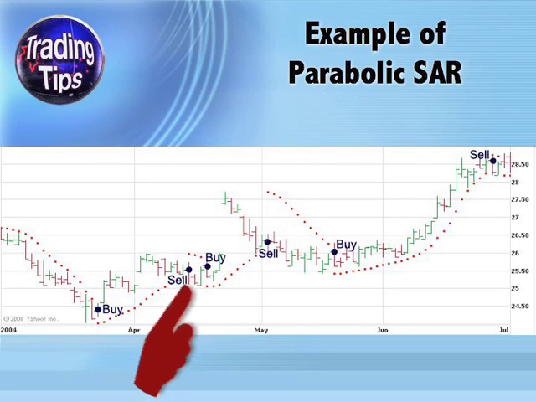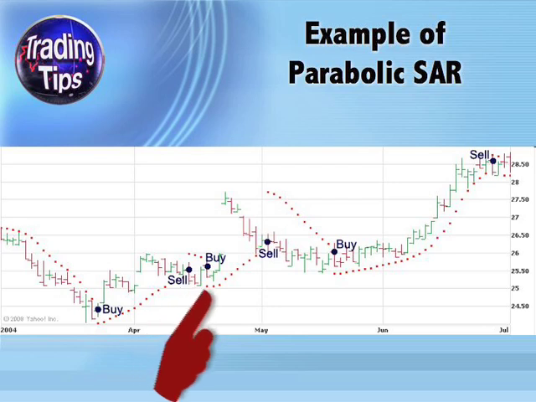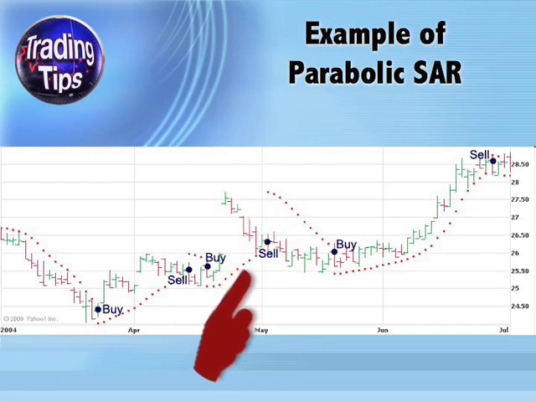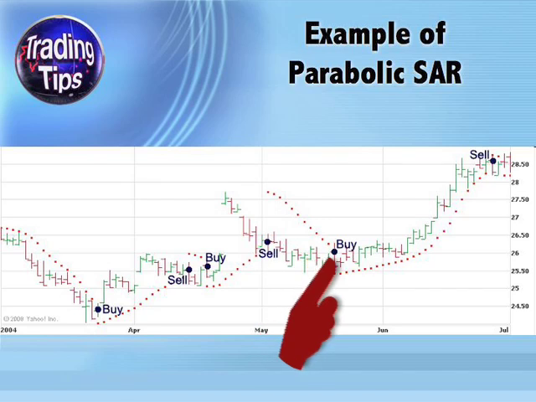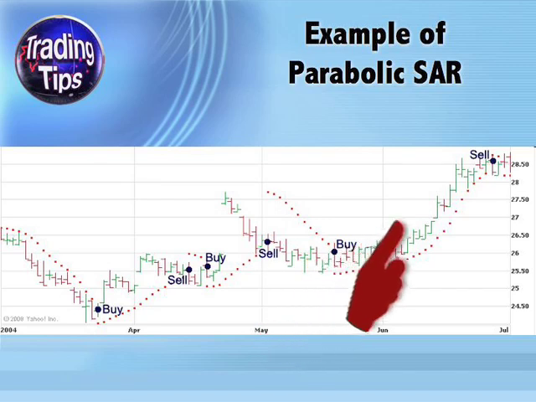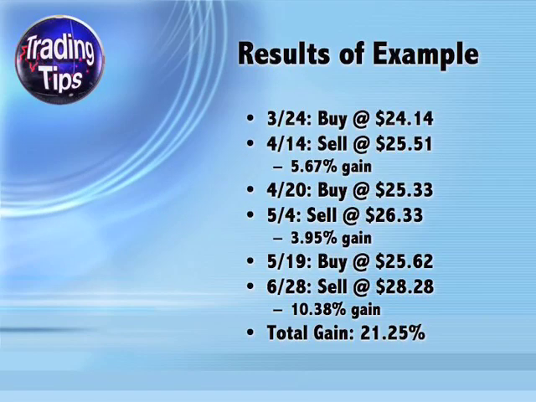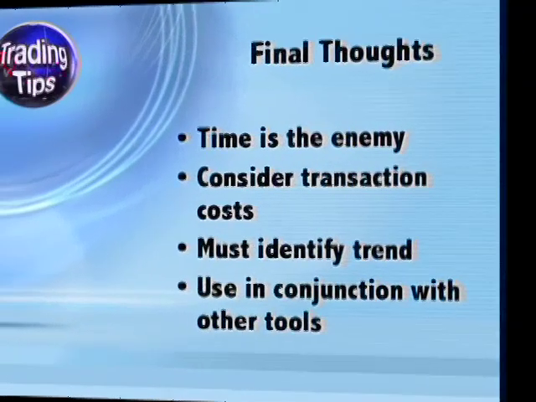This happened on April 14 at 25.51. 6 days later, on April 20, the stock once again pierced through its reversal/resistance line, signaling a buy at 25.33. A sell was later signaled on May 4 at 26.33. Finally, we got back into the stock again at 25.62 on May 19 and sold out at 28.28 on June 28. Let's recap. If you'll notice, every time we bought the stock, it was for less than the price we sold it for earlier. If we rolled all our gains back into subsequent stock buys, our cumulative gains would have been 21.25%.